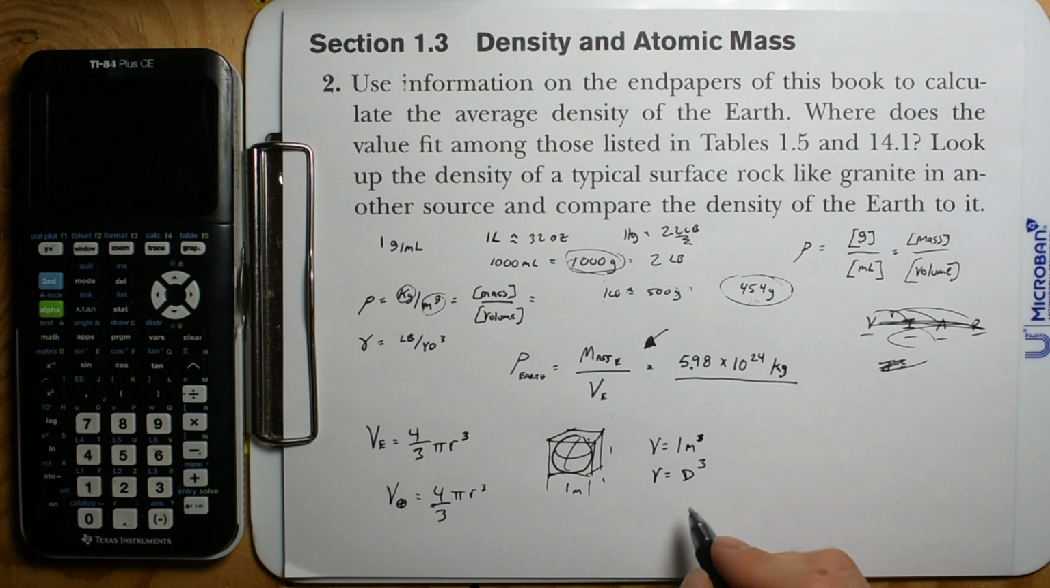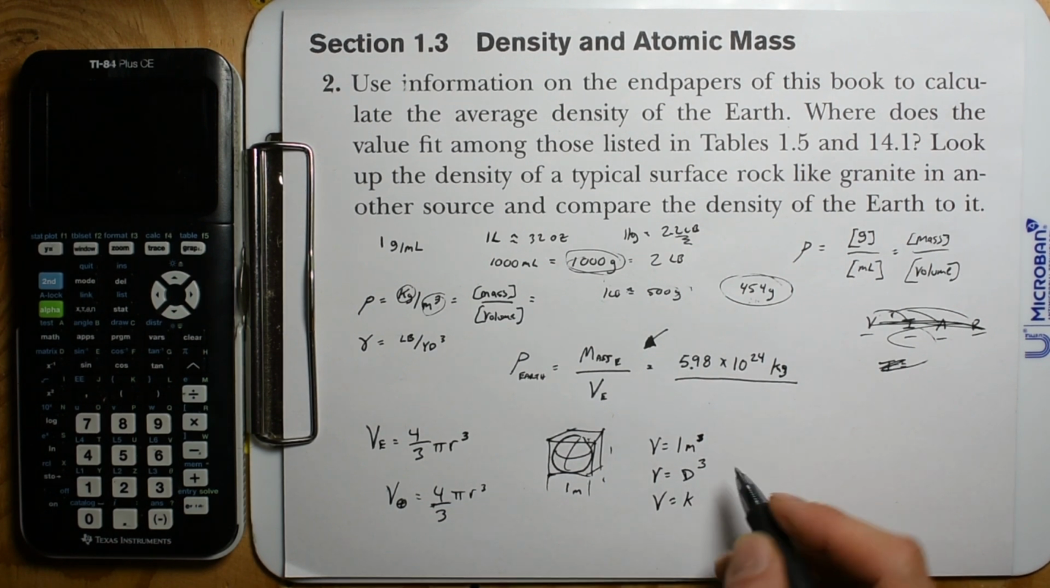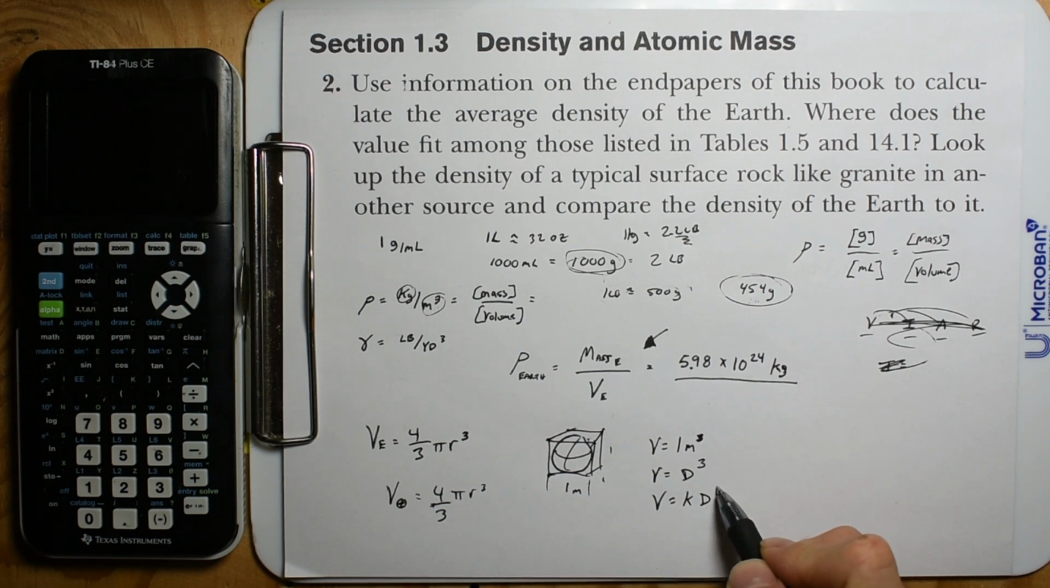You could also write this as the volume is going to be some constant out front times the diameter cubed. And guess what? This constant is just going to be 1. Now, we know that's not the case, but that gets us fairly close.